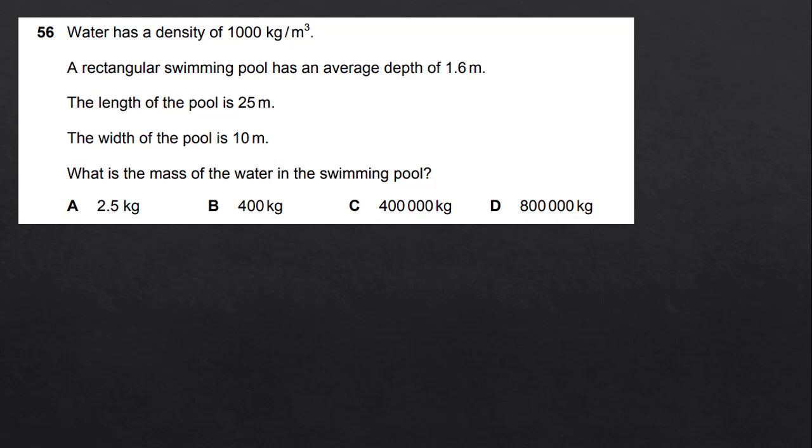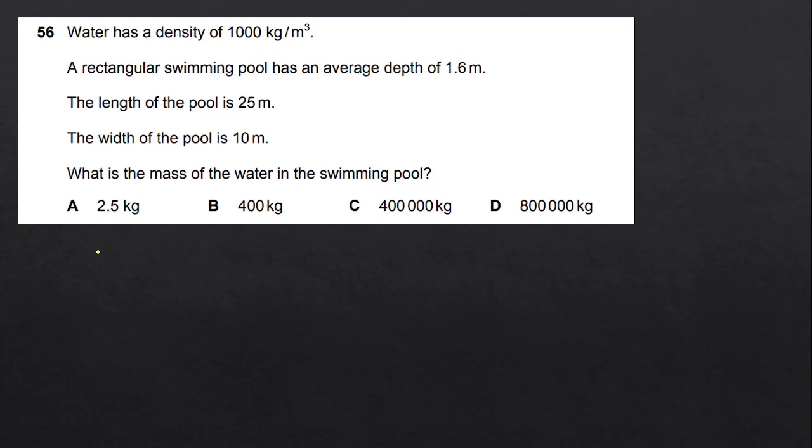Question 56. Water has a density of 1000 kg per meter cube. A rectangular swimming pool has average depth of 1.6 meters. The length of the pool is 25 meters. The width of the pool is 10 meter. What is the mass of the water in the swimming pool?